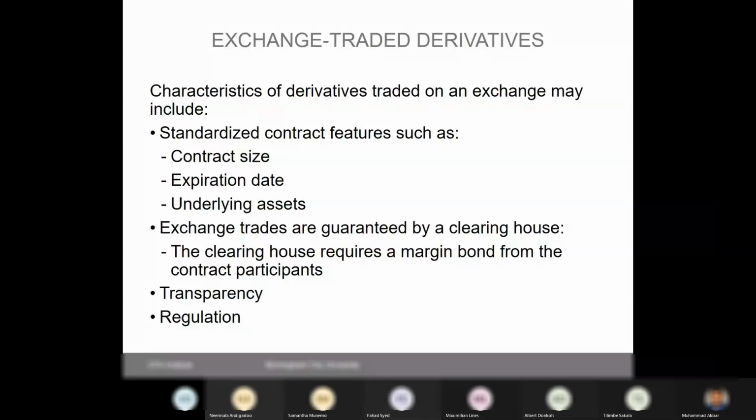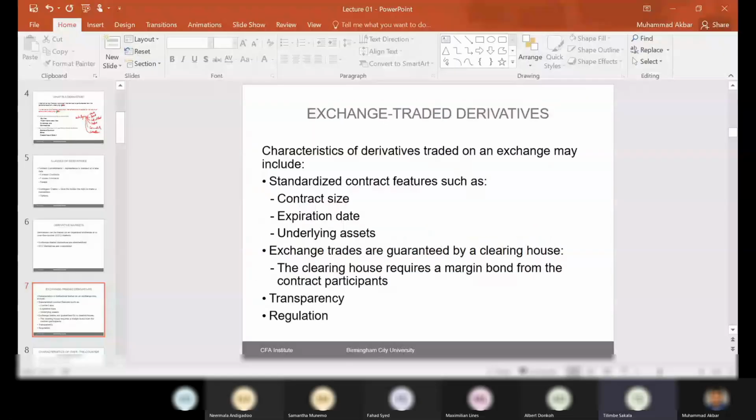Then exchange traded trades are guaranteed by the clearinghouse. So what is a clearinghouse? Any idea? What is a clearinghouse? Fahad, hello? Professor, I'm here. Yeah. So what is a clearinghouse? Clearinghouse, it's an agency which settles the contract between two or more parties.